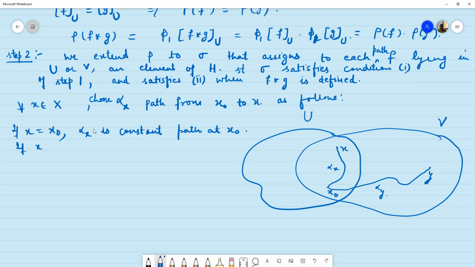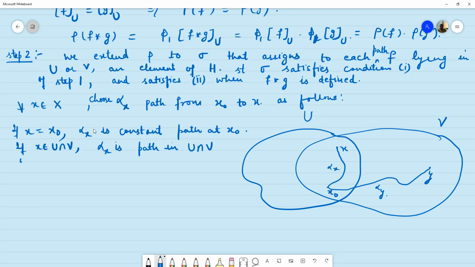If x lies in U intersection V, now because we are assuming that U intersection V is path connected, then we take alpha x to be a path in U intersection V. As shown in this diagram, we have taken this path, whose whole path lies in U intersection V, not the path going like this.